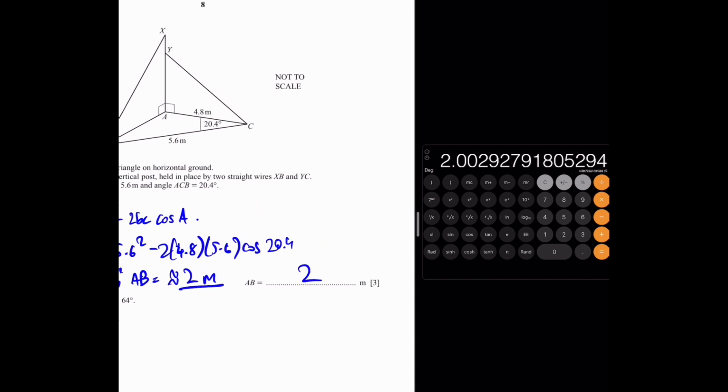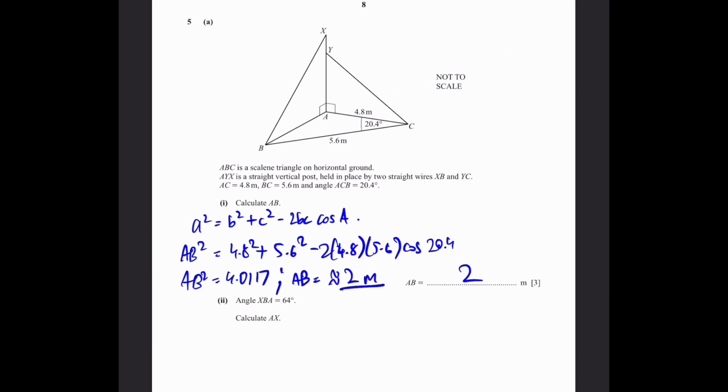That's the answer. By the way, if you wrote it to three significant figures, this is still 2 meters because it'd be 2.0029. So the third significant figure is here, the fourth one is here, and this is less than 5. So it'll only be 2.00 meters. That's the answer. Now let's go to part 2.